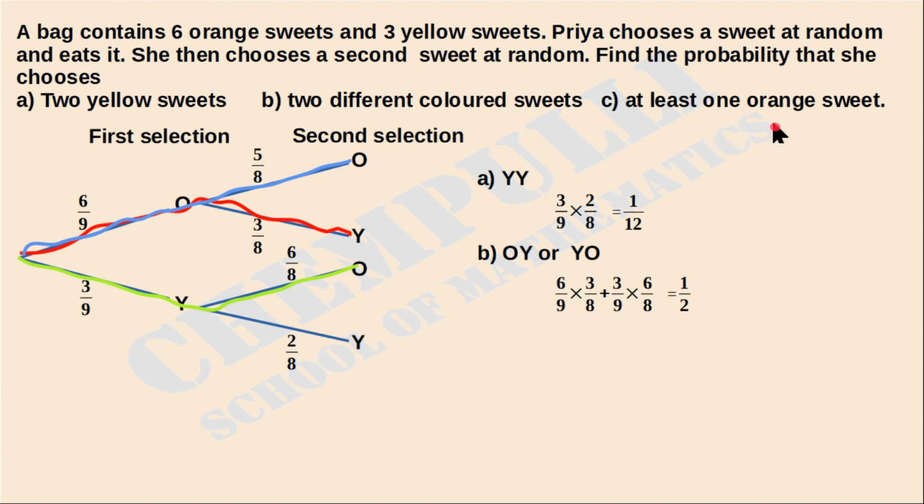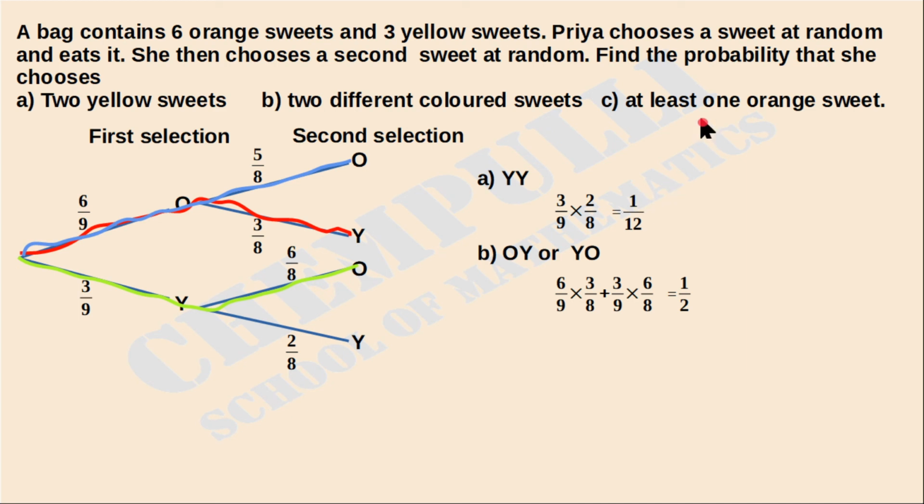Minimum 1 or 2 is here. The complement is no orange seed. No orange seed means the 2 seeds are yellow seeds: the first seed is yellow and the second seed is also yellow. That is the complementary event. This part we included, and only one part we didn't take, that is this part. That is the complementary event.